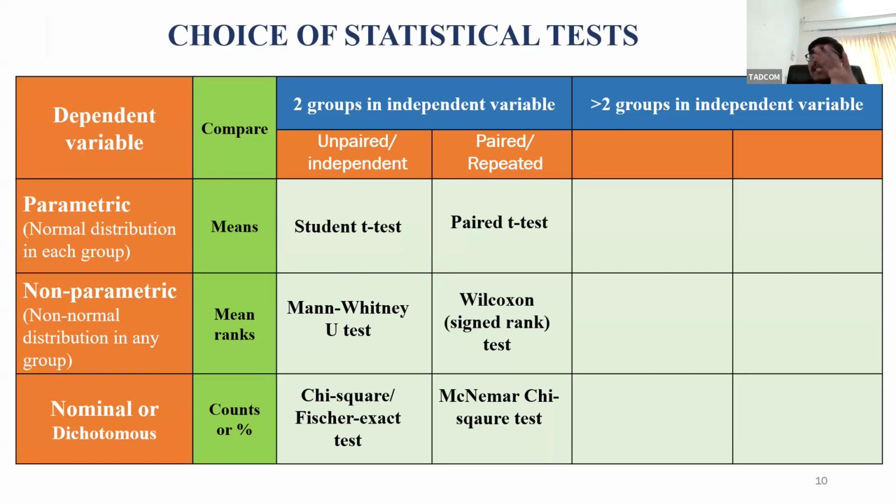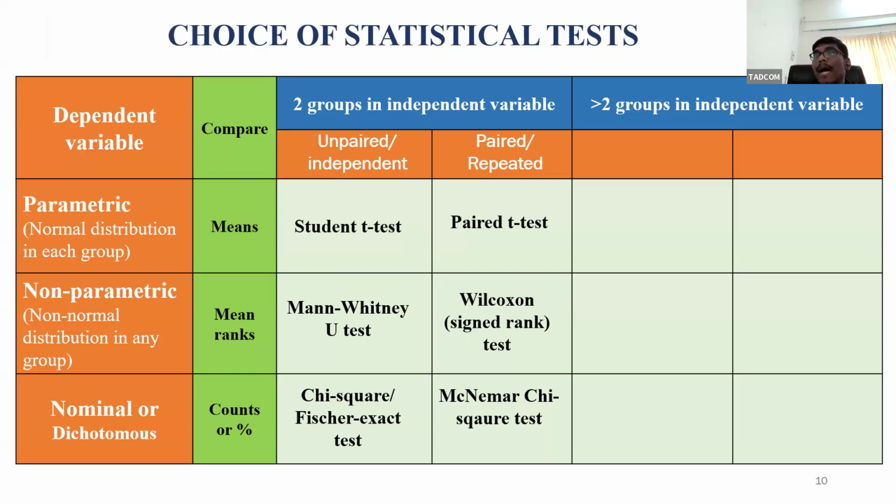If the blood pressure is continuous, we go with the parametric test. Whereas if we change this blood pressure into categorical, normal blood pressure and high blood pressure, then with these two categories, in such scenarios, we can use McNemar's chi-square test. Both the variables, that is the exposure as well as the outcome, should be categorical.